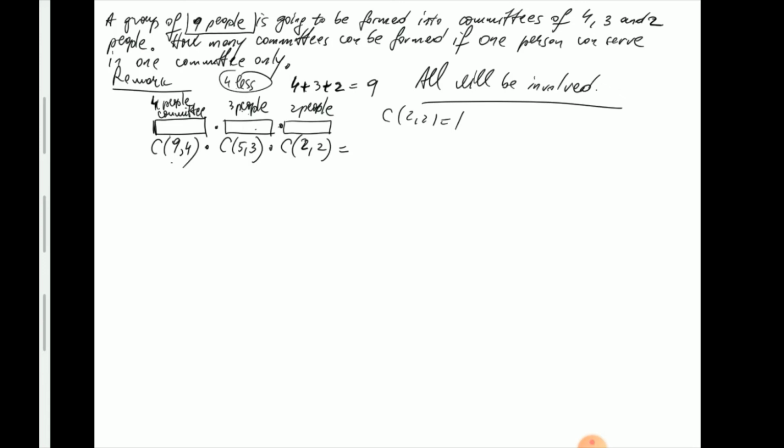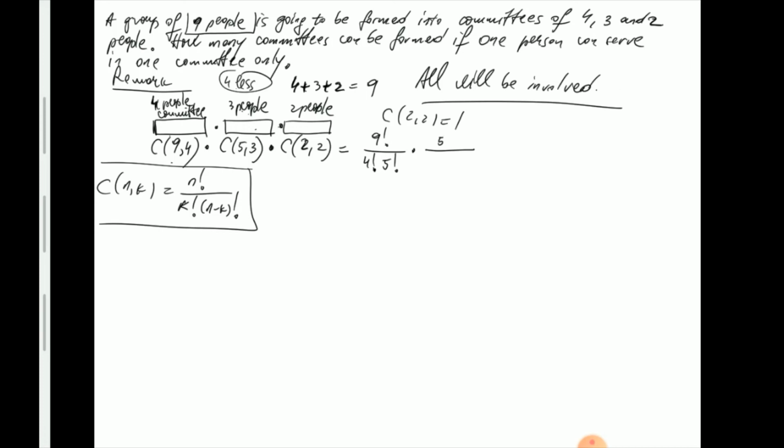So if we multiply these combinations, and just for the record, let me write down again the formula for the combination to have it in front of us over here. So combination n choose 4, that's n factorial over 4 factorial times 5 factorial.